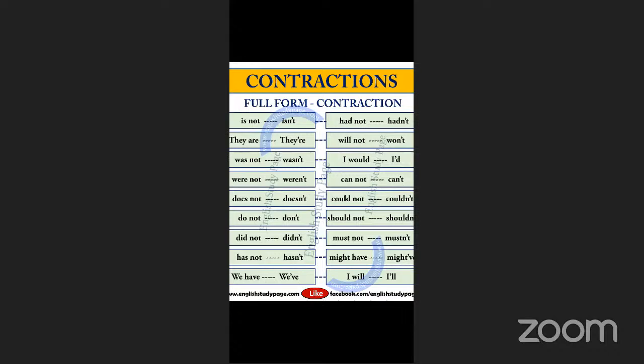Full form, that is, the complete form, without a short form. Then in contractions, you have the shortened form on the other side. Is not, isn't, they are, was not, wasn't. And that's the negative form. So that is a negative form of a contraction.